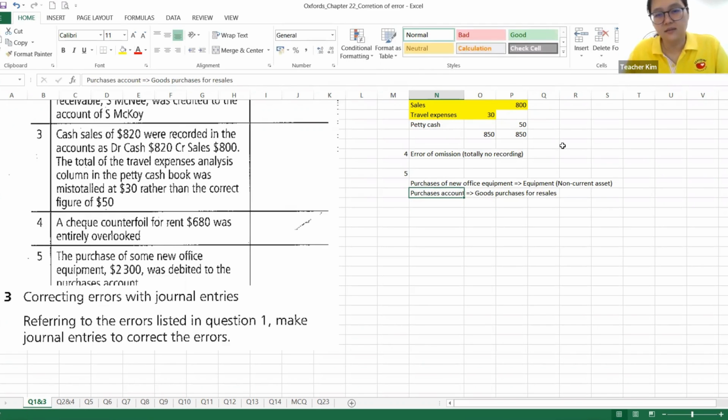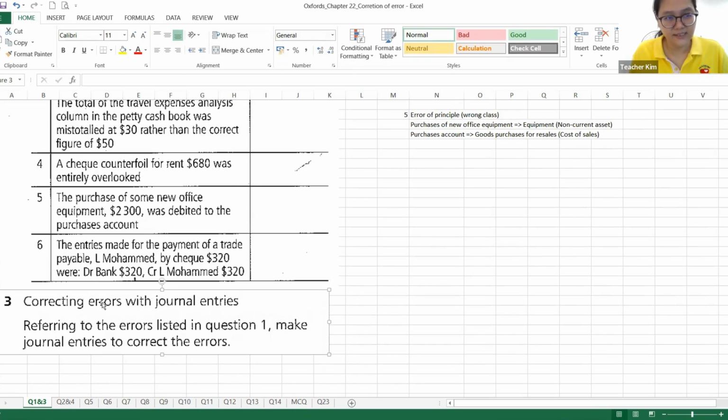So this is a non-current asset, but because purchases is under cost of sales, these are two different classes, different sections. Different section, wrong class, we call error of principle. Okay, error of principle is a wrong class of the account.